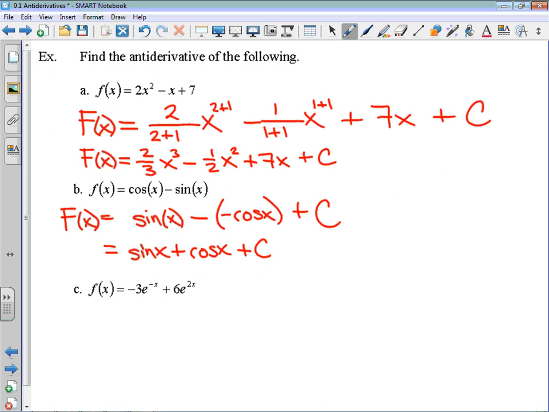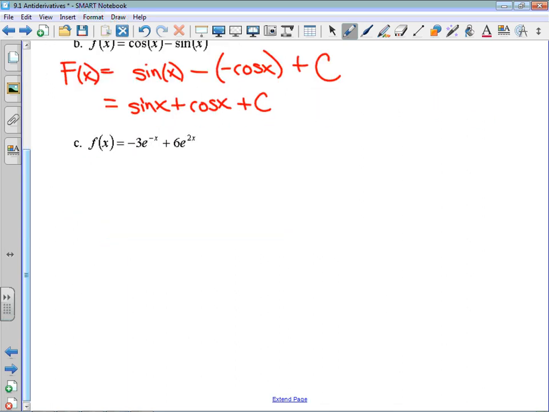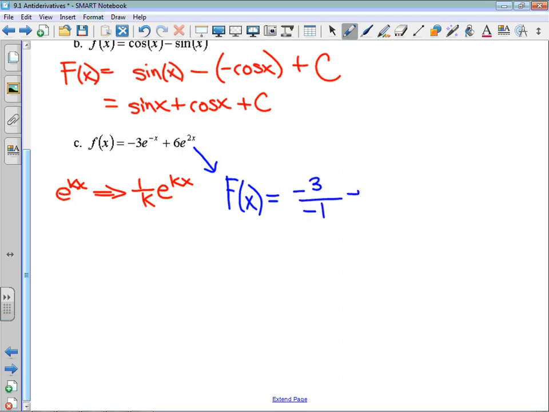All right, I'm going to write down the integration rule for this last one, and it is the idea that if we have e to the kx, then the antiderivative is 1 over k times e to the kx. And that's really important, that it allows us to work through term by term. And for this function, I'm going to say that the antiderivative is going to be equal to -3 divided by k, which is -1 for that first term. And then we're going to have e to the negative x still, plus 6 divided by the k value, which is 2, times e to the power, and it's still 2x.